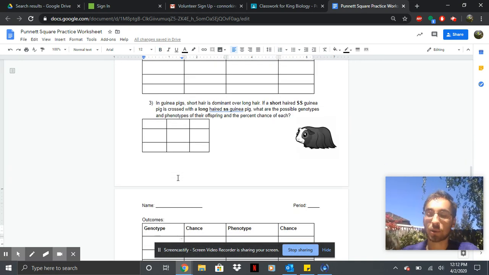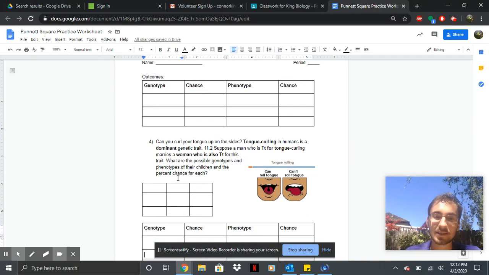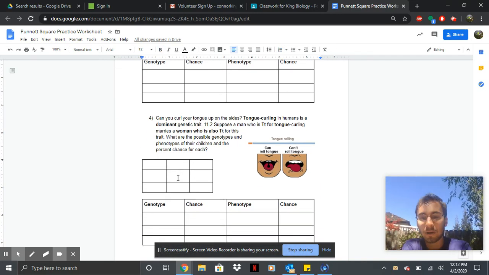You're going to have short-haired versus long-haired guinea pigs, and you're going to have them mate and see how many are going to be short-haired and how many are going to be long-haired, and then fill out the information in the table. And then lastly, we're going to do a fun one about humans.